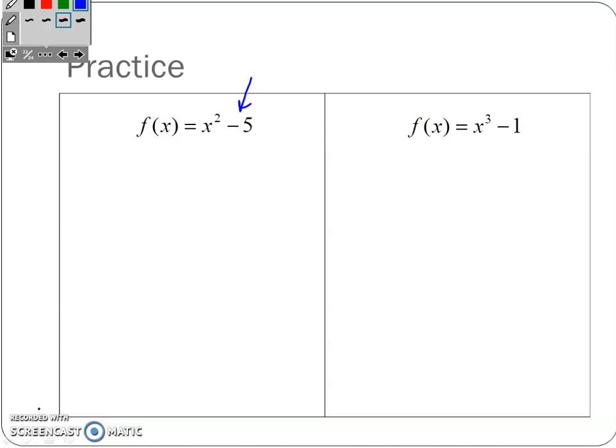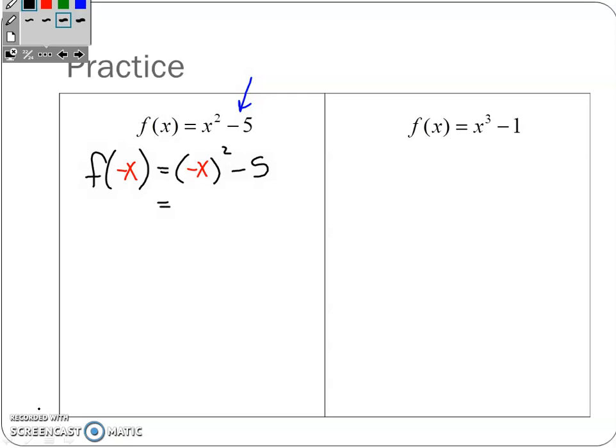Pause it if you need to get to this spot, but I want you guys to do f of x equals x squared. So my first step when I solve this problem is to go f of negative x. And I'm going to plug in a negative x into this function. So instead of an x here, I've got a negative x.